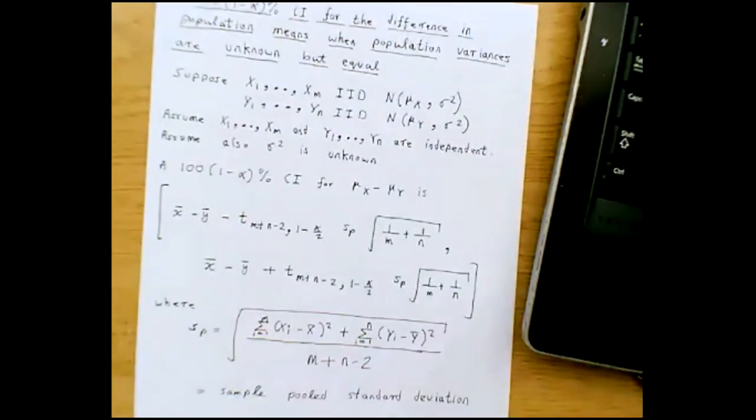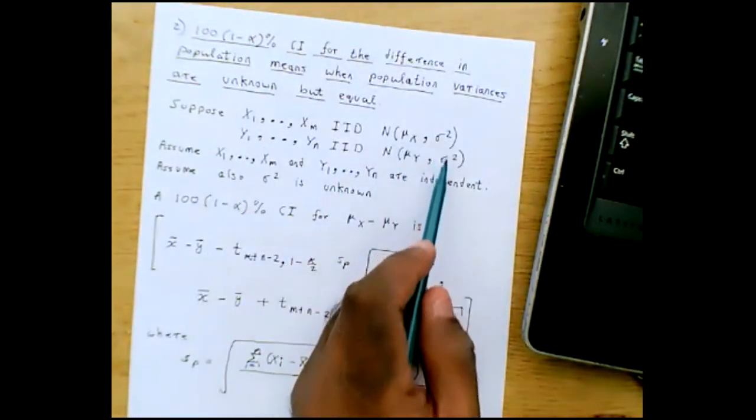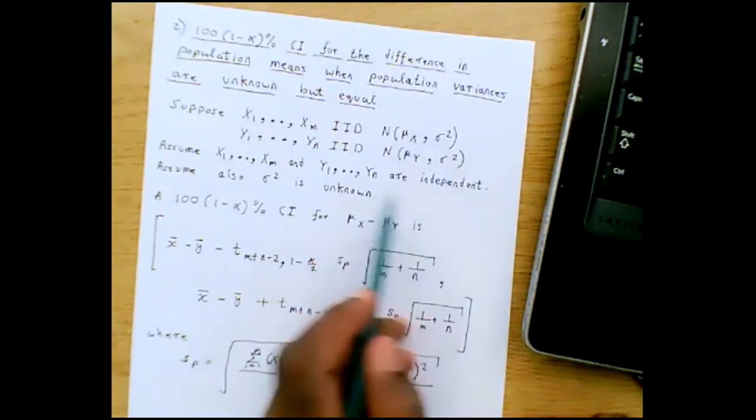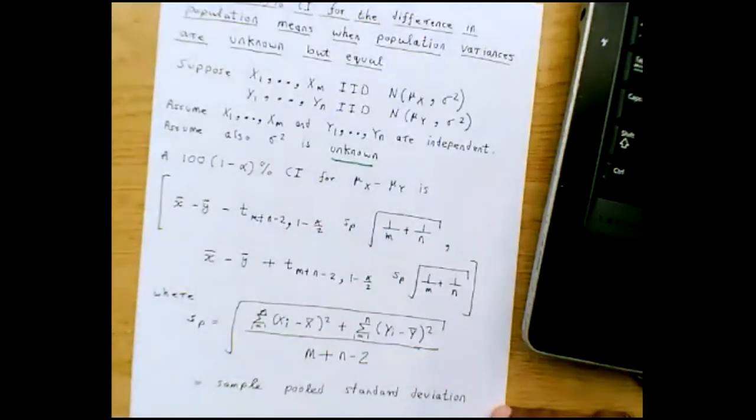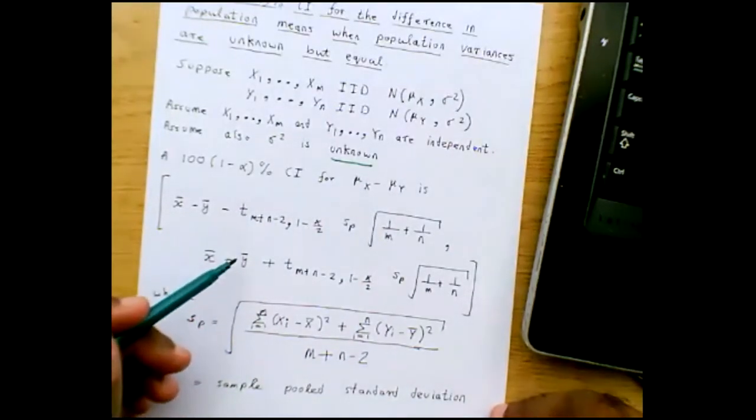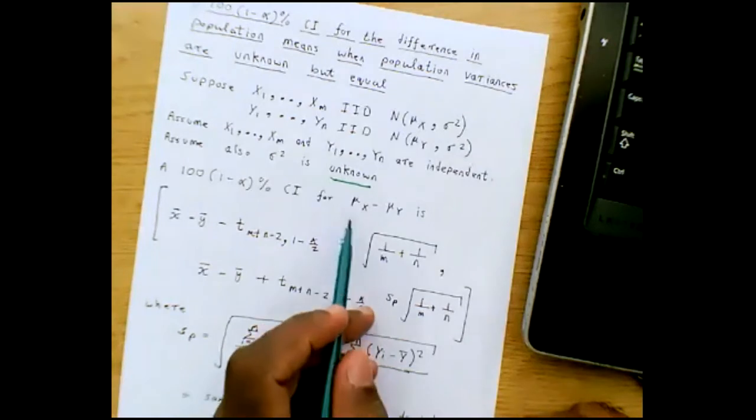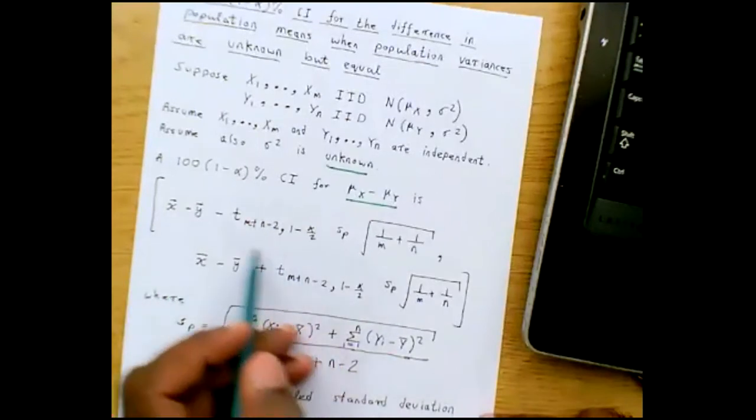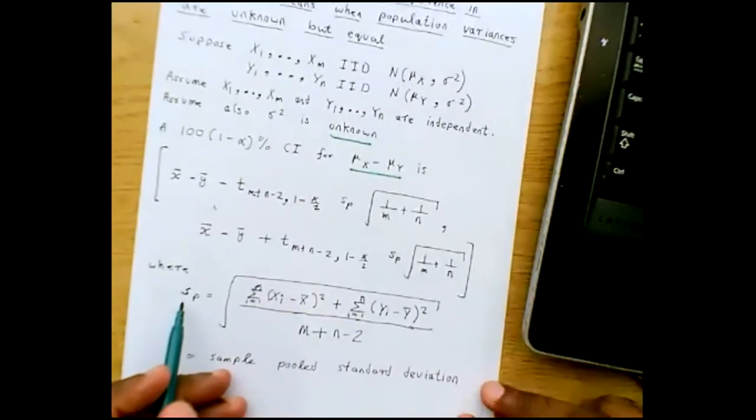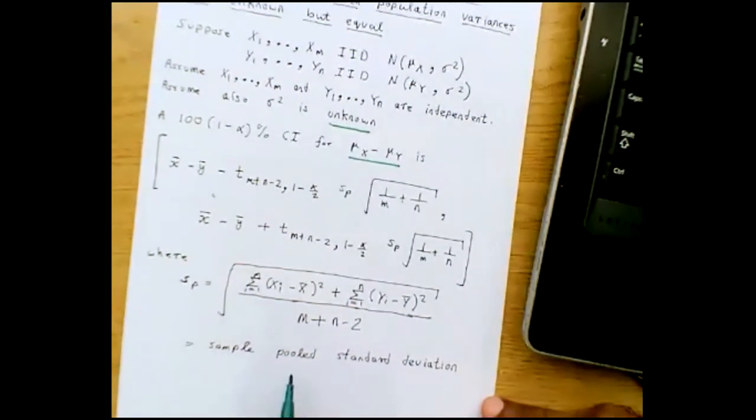So this is the first of the four confidence intervals. The second one is where you have two independent random samples, again from normal distributions, but here they have the same variance, and the variance is assumed to be unknown. In this case, I haven't given you the derivation, and I don't expect you to know the derivation. It can be shown that the 100 times 1 minus alpha confidence interval for the difference in population means is given by this formula, where SP is given by this formula. It's known as the sample pooled standard deviation.